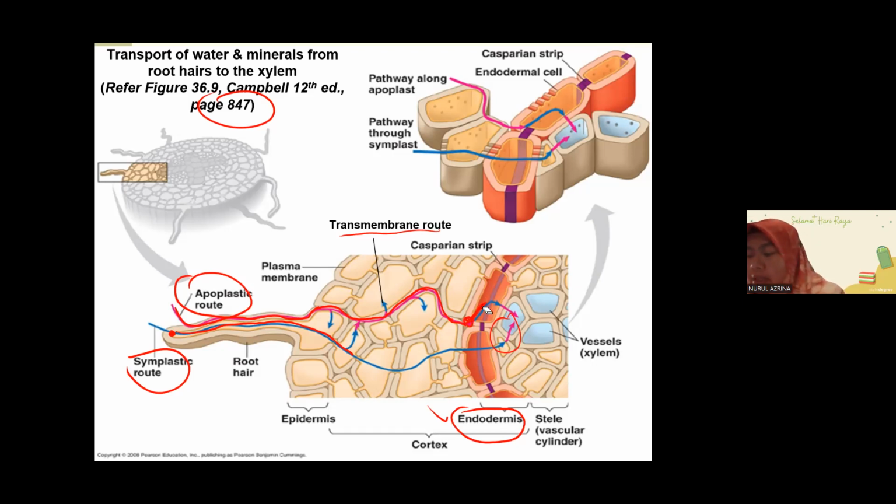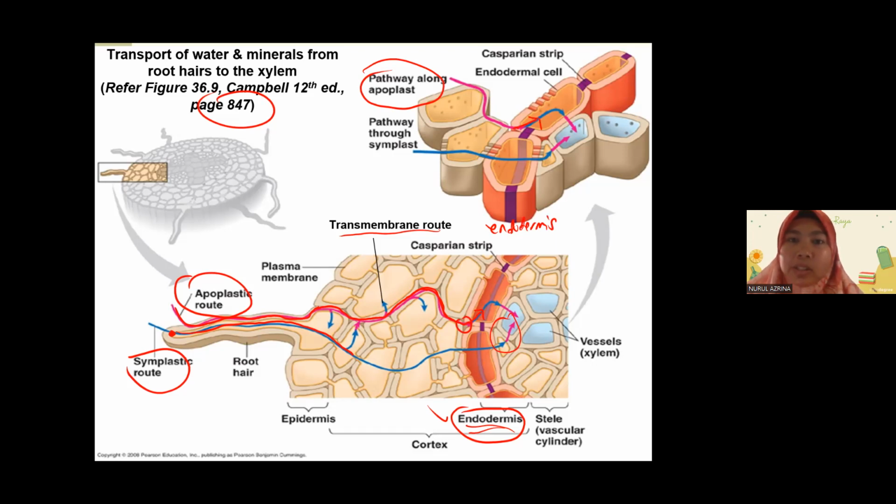Can you see that there? Okay, let me just erase. So this is still crossing the cell wall, but as it reaches the endodermis layer, the water and minerals in the apoplastic route will exit the apoplastic route and then enter the symplastic route. Why does that happen? Okay, here is another bigger picture. This is the pathway along the apoplastic route as it reaches the endodermis layer. You can see that the water and minerals exit the apoplastic route and then enter the symplastic route. Okay, why does that happen?